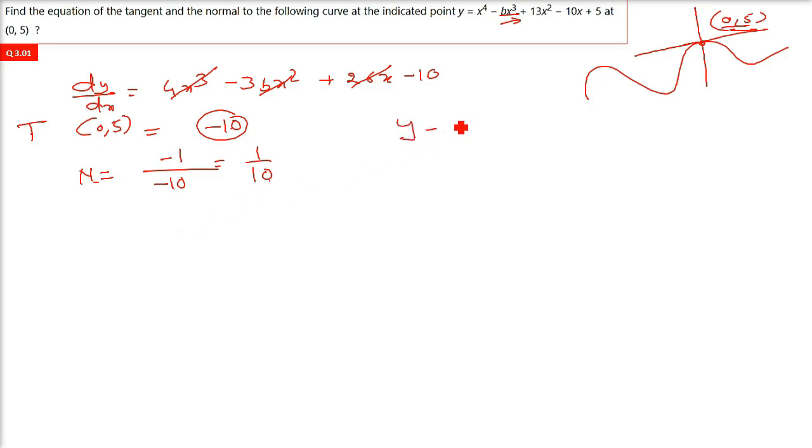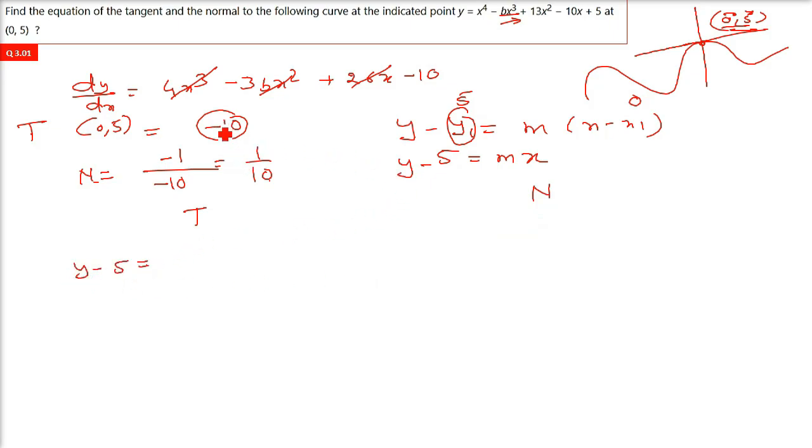We know the equation formation is y minus y1 is equal to m into x minus x1. In y1 we are going to put 5. In x1 we are going to put 0. This will be y minus 5 is equal to m, x minus 0 is x only. So we have y minus 5 equals mx, and for the tangent equation and normal equation, you know the slopes also, -10 and 1 by 10. So y minus 5 is equal to -10x, and just rearrange all this so that we have a proper formation of the equation. It will be y plus 10x minus 5 equals 0.